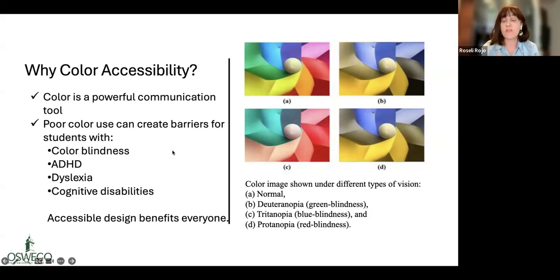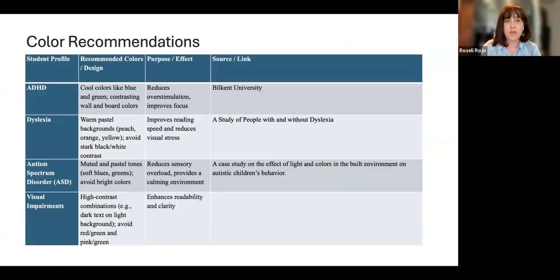So why color accessibility? Well, as I mentioned before, color is a powerful communication tool. Poor color use can create barriers for students with color blindness, ADHD, dyslexia, or cognitive disabilities. And accessible design benefits everyone. It is not only for them, but for all of the students in the classroom in general.